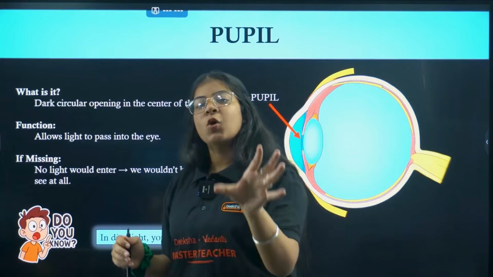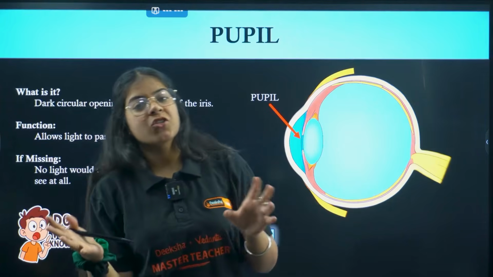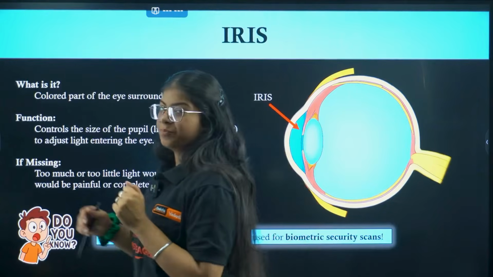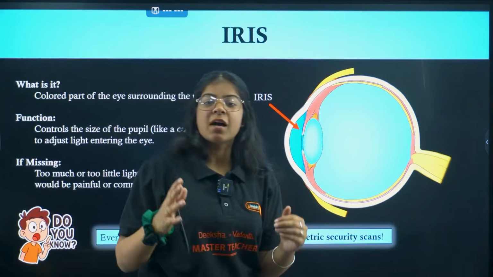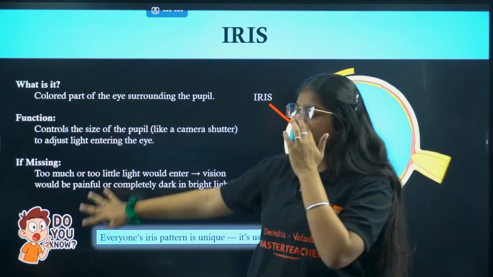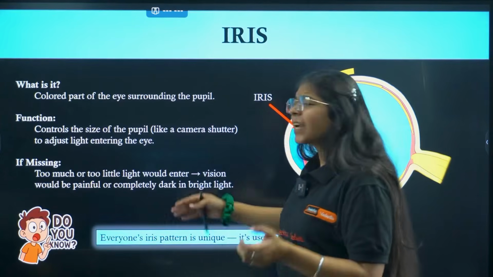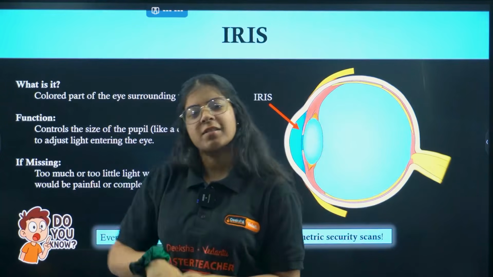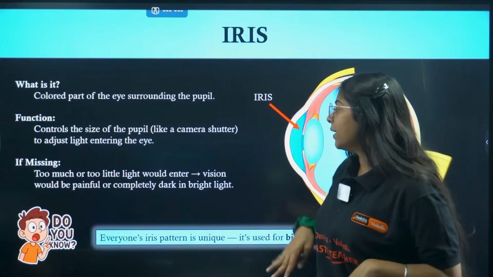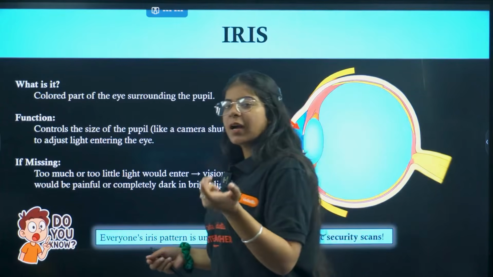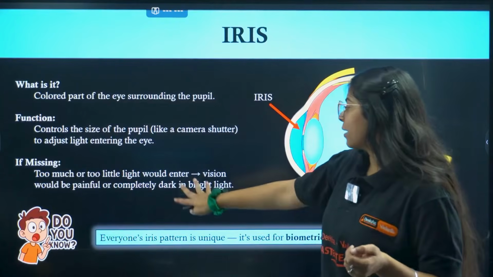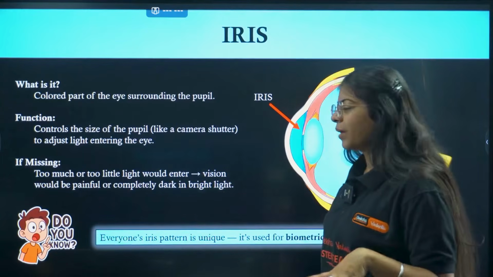Now, this phenomenon that the pupil is getting larger, it's getting smaller, is controlled by our iris. Iris is the part which controls the size of our pupil, and it adjusts the light entering into our eye. It's like a camera shutter. It closes, it opens, like that. So, if it's missing, too much or too little light might enter our eye and vision would be painful. Again, when we go into the sun, it pains our eyes in too much light, right? So, the vision can be painful or completely dark in bright light.